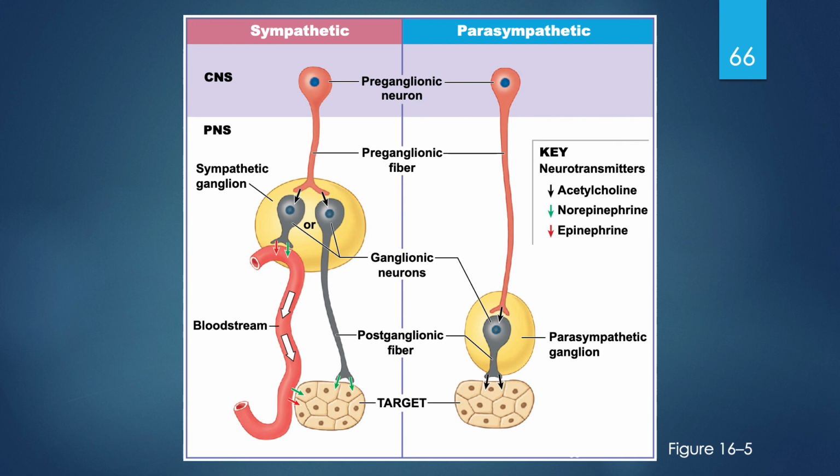Now, the parasympathetic division of the autonomic nervous system on the right starts again at the central nervous system, and the preganglionic fiber extends into the peripheral nervous system, and then you'll see that it's going to synapse at a parasympathetic ganglion, and then you can see that the postganglionic fiber here is very short. So this is similar to the way it appears when we're discussing the ganglionic neurons in the adrenal medulla.